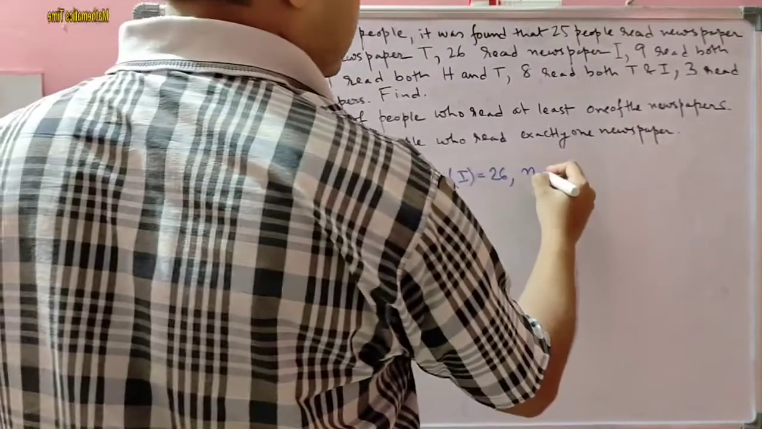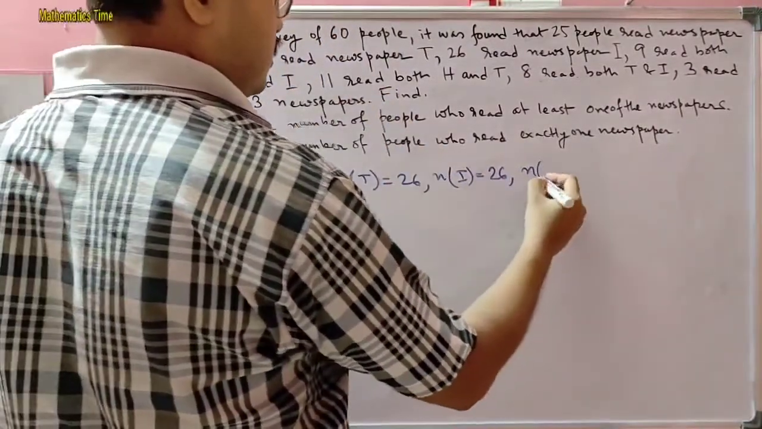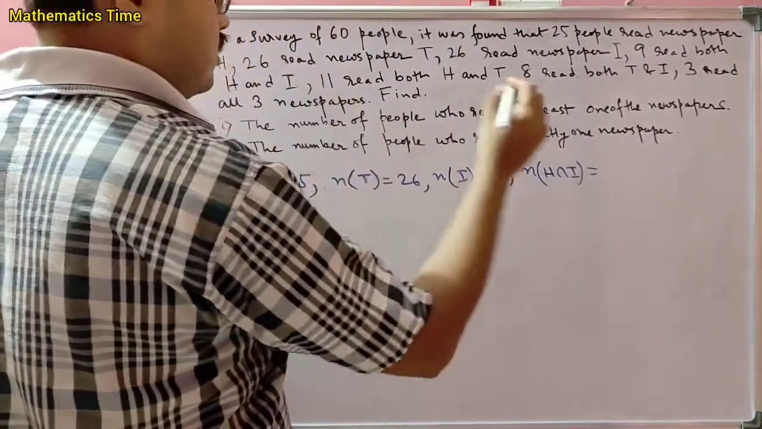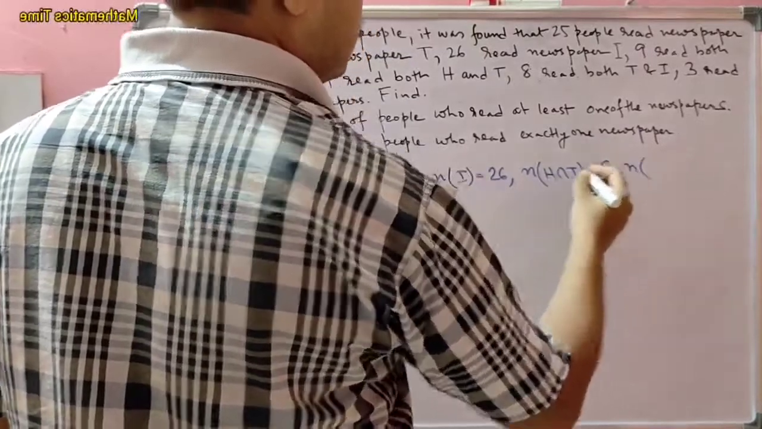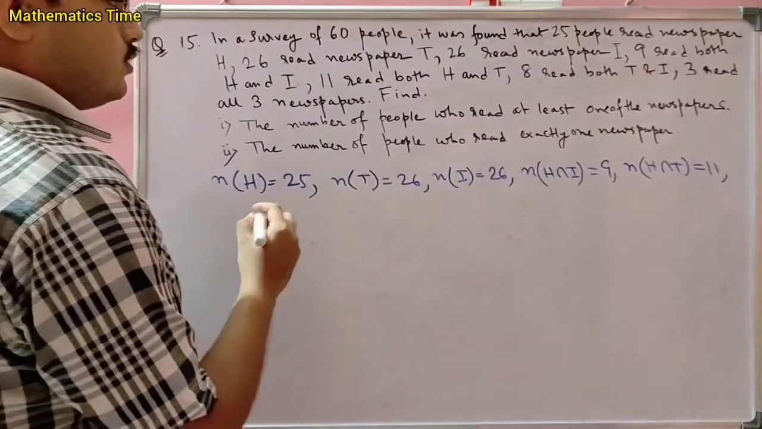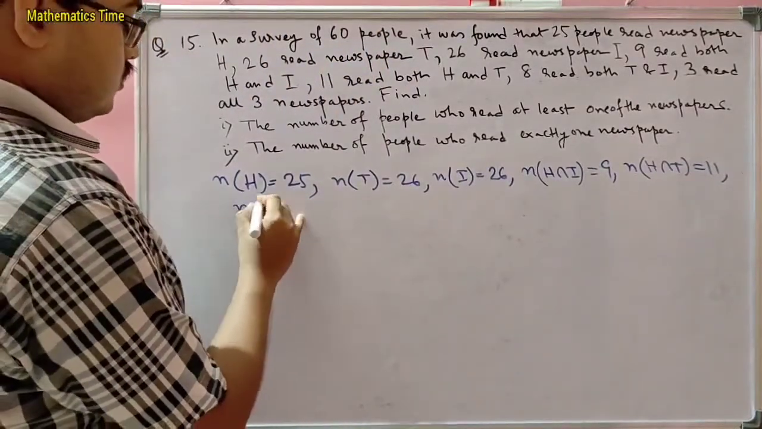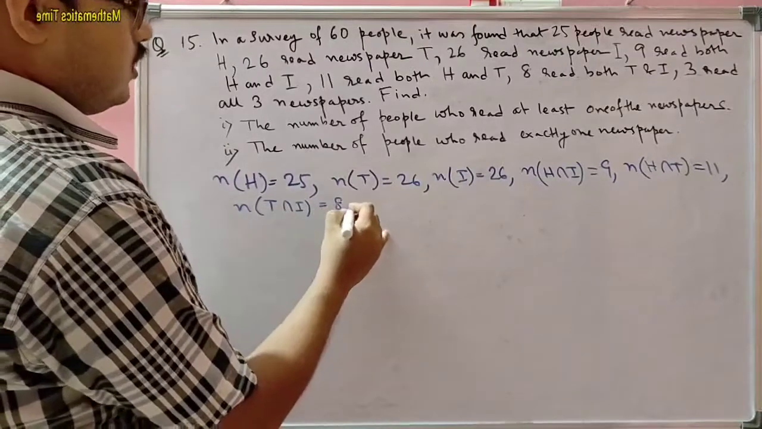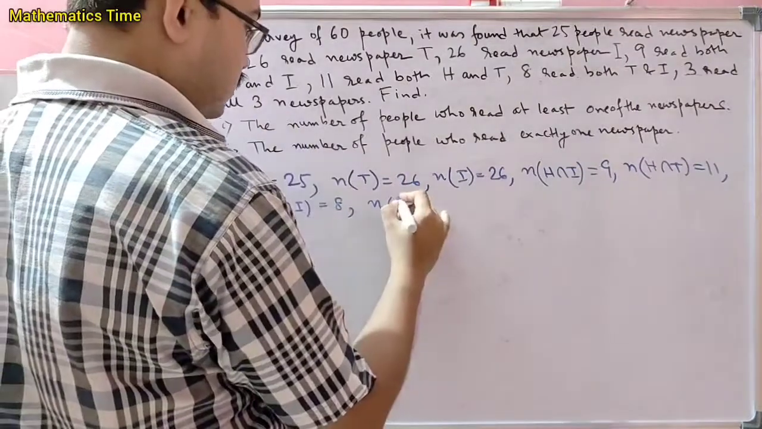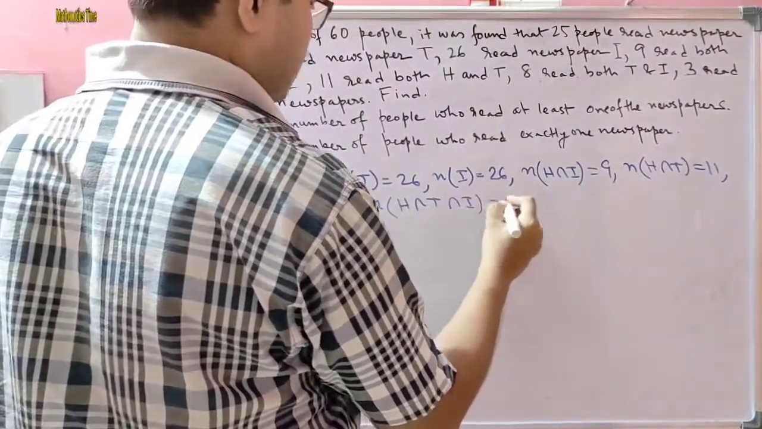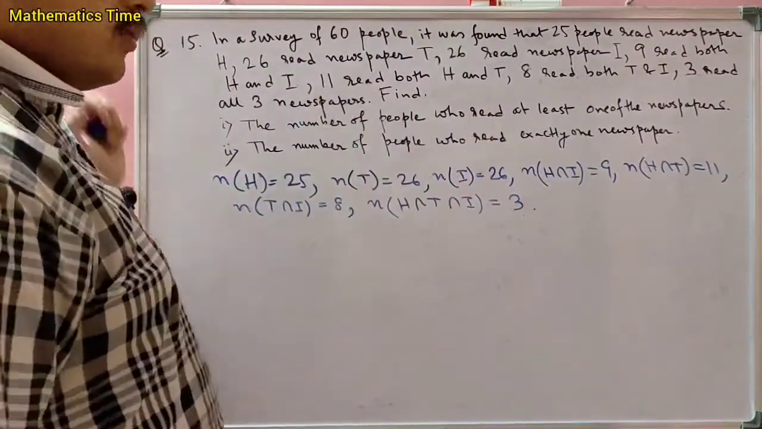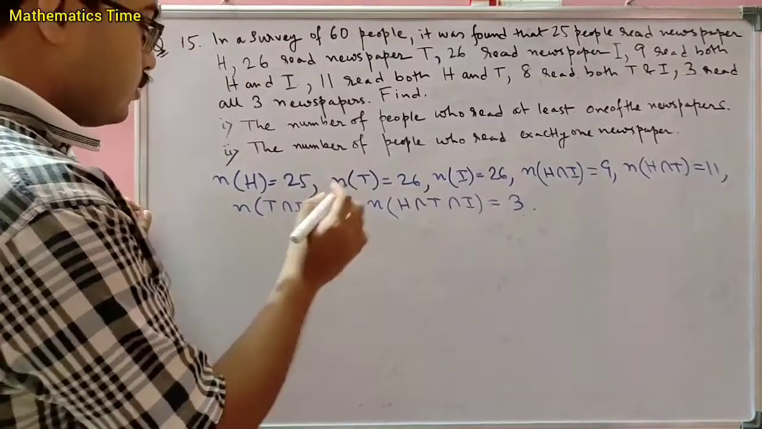And what is the intersection value? H intersection I, the people who read both H and I, is 9. The people who read both H and T is 11, and the people who read both T and I, T intersection I, is 8. And another thing is given, all 3 newspapers are read by, that is H intersection T intersection I, that will be 3. So applying the formula, the number of people who read at least one of the newspapers, that is, we have to calculate the union of the 3 newspapers.